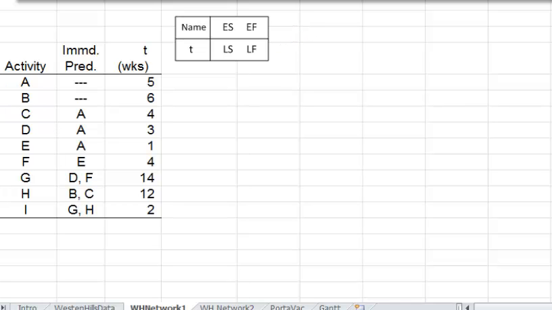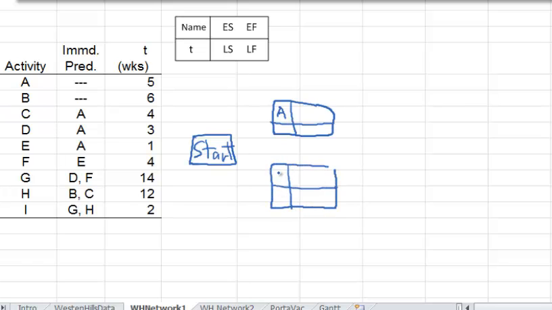So first, let's draw the network. Here's information from our table we are going to use. We're going to start with, guess what, the start node. So here is the start node, and this node represents when the project is started. Now from the start node, we're going to have arrows, that is arcs, connecting to A and B, which have no predecessors. So let's put A here and B here, and we're going to have an arrow going from start to A and start to B. This means that A and B could be started as soon as we say go, as soon as the project is started.